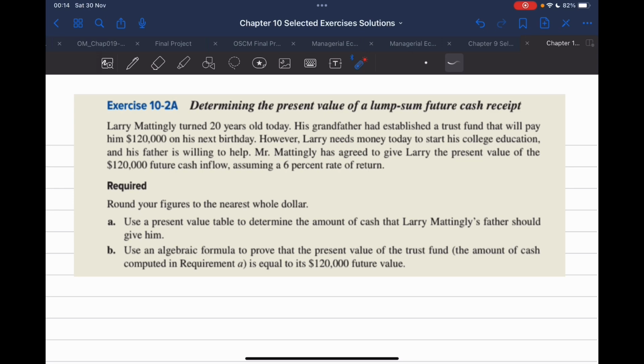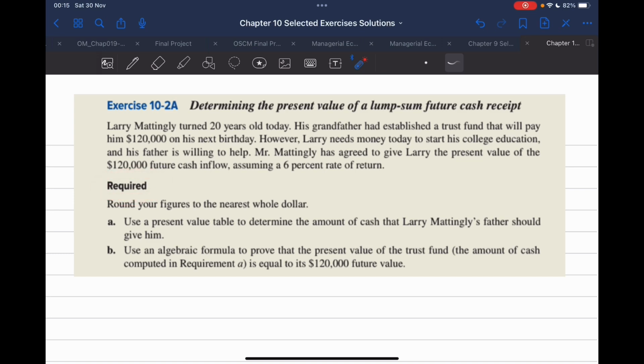It says, Larry Mattingly turned 20 years old today. His grandfather had established a trust fund that will pay him $120,000 on his next birthday. However, Larry needs money today to start his college education, and his father is willing to help. Mr. Mattingly has agreed to give Larry the present value of the $120,000 future cash inflow, assuming a 6% rate of return.